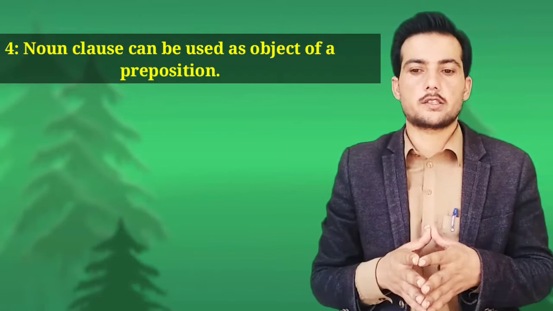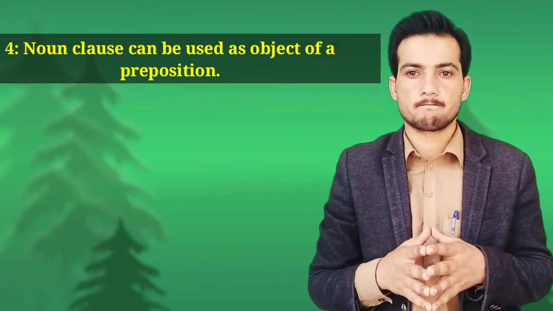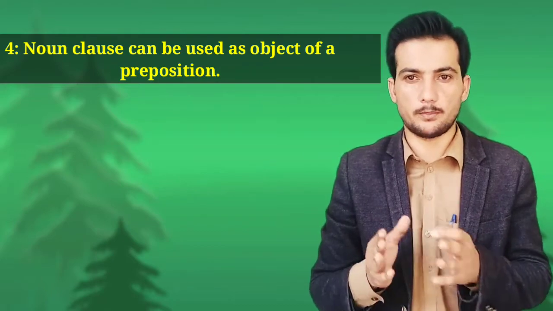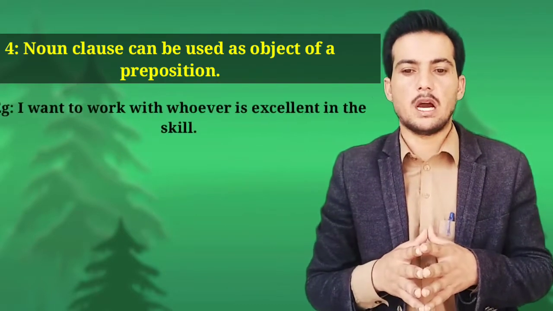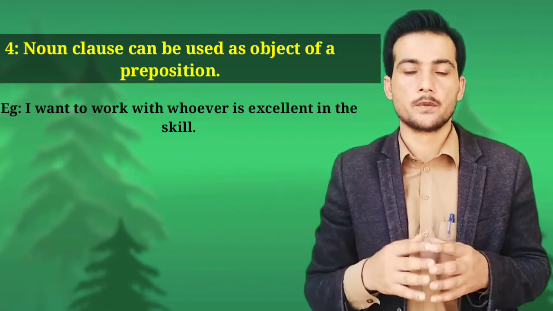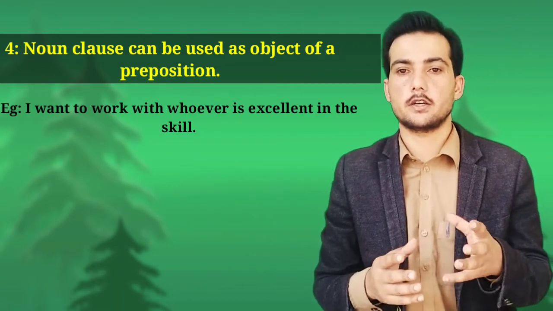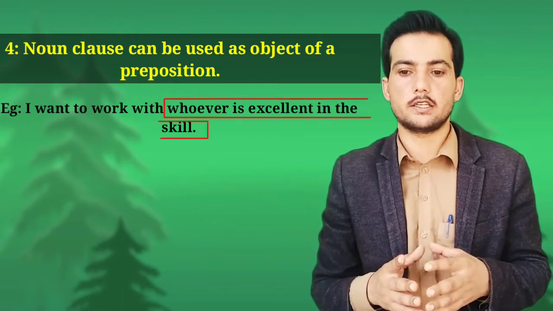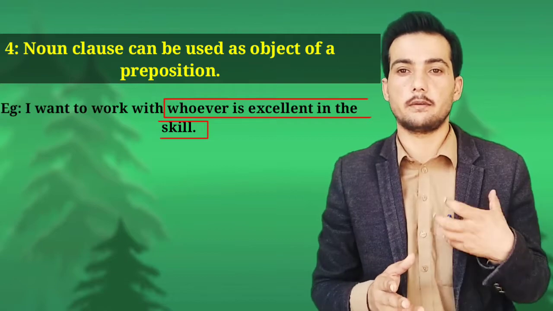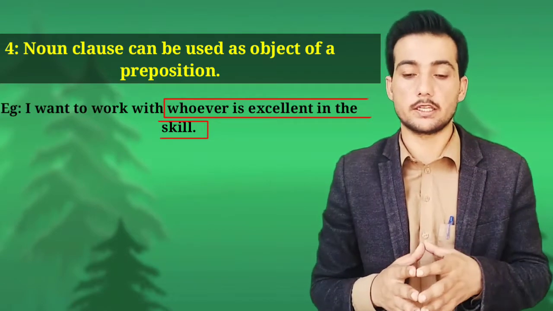A noun clause can be used as an object of a preposition. In simple words, you can say that a noun clause can also be used as an object of a preposition. For example, I want to work with whoever is excellent in the skill. So you can see here it consists of a noun clause, and that is whoever is excellent in the skill. But before it there is a preposition, that is with.